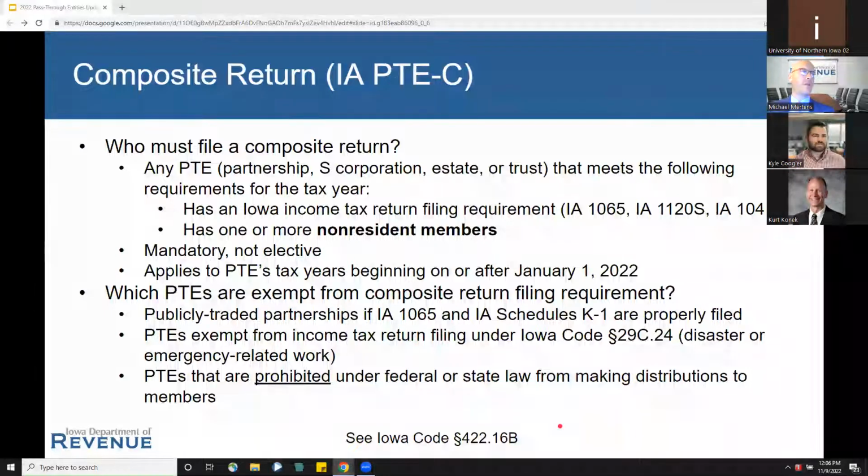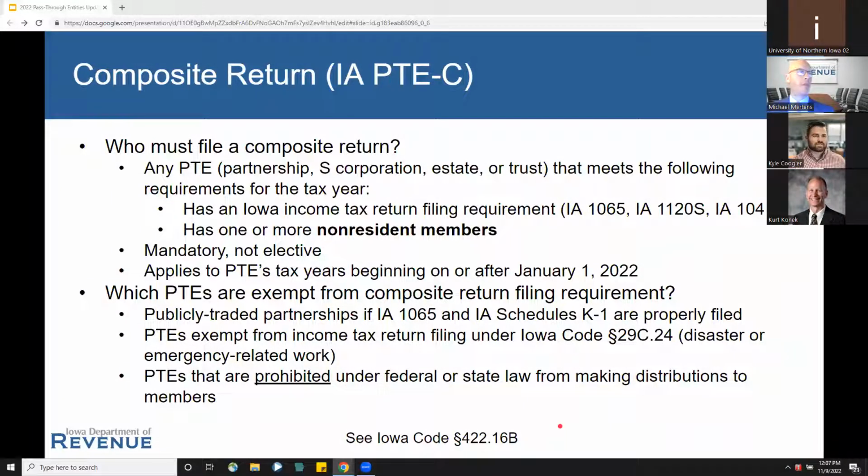Number one, the pass-through entity has Iowa source income, or has an Iowa income tax filing requirement. And second, the pass-through entity has one or more non-resident members at any time during the tax year. If both of those requirements are met, the pass-through entity will be required to file a composite return. This new composite return requirement is mandatory. It is not elective as the old 1040C was. And again, this applies to any pass-through entity tax year that begins on or after January 1st, 2022.